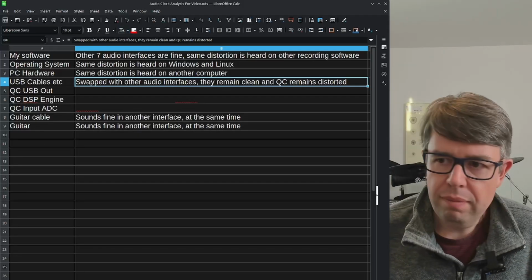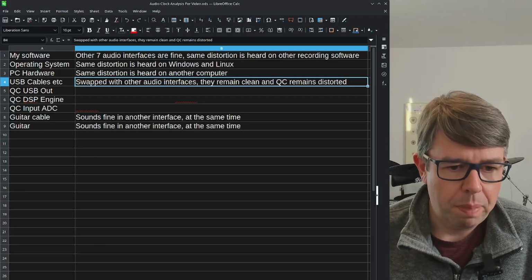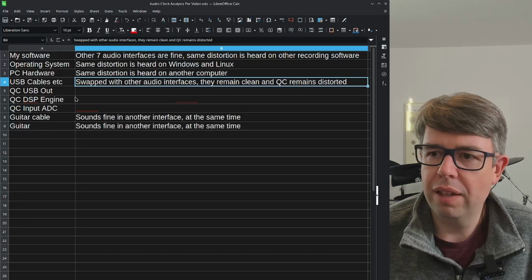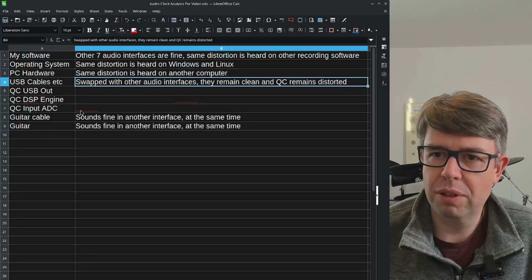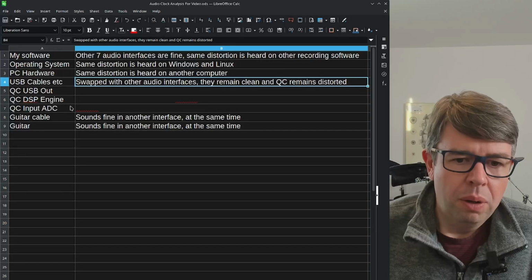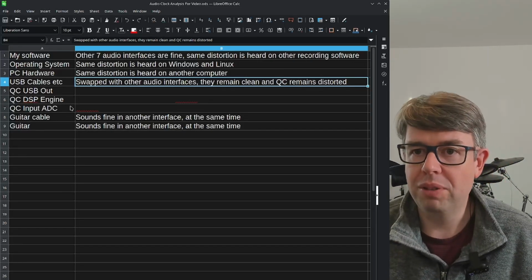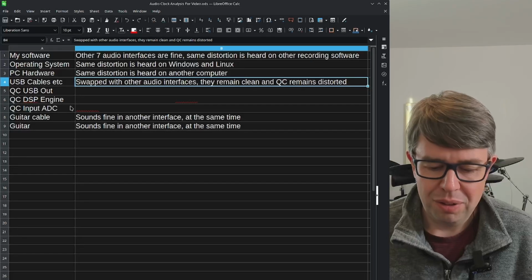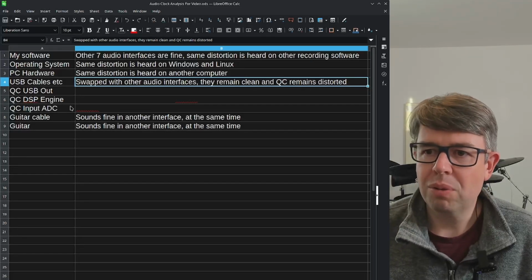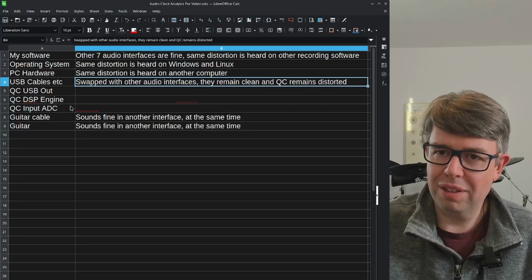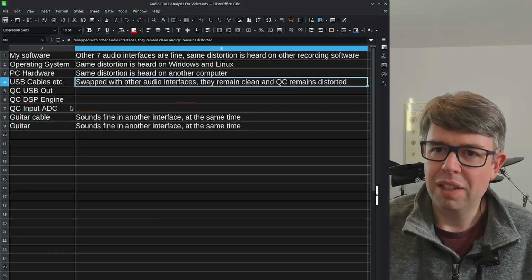Okay. So now, can I eliminate any of the parts of the Quad Cortex? Well, what you heard in the intro music was audio from the Quad Cortex, but from its analog output, not from its USB output.